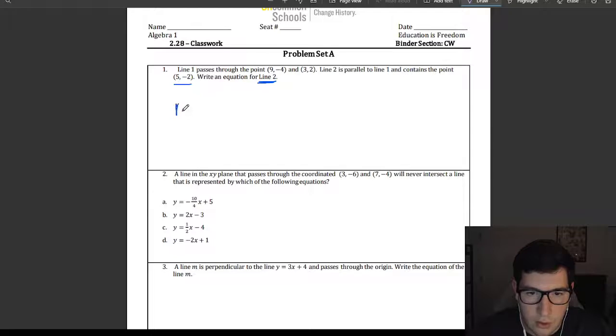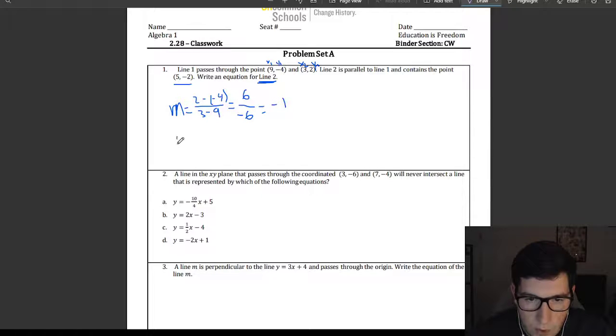That's step 1. So this is my x1, this is my y1, this is x2, this is y2. My slope is going to be 2 minus -4 over 3 minus 9. This is going to turn into 2 plus 4, so I'm going to have 6. And then underneath, 3 minus 9 is actually going to be -6. And so 6 over -6 is going to give me -1. And so I know that the slope for line 1 is -1.